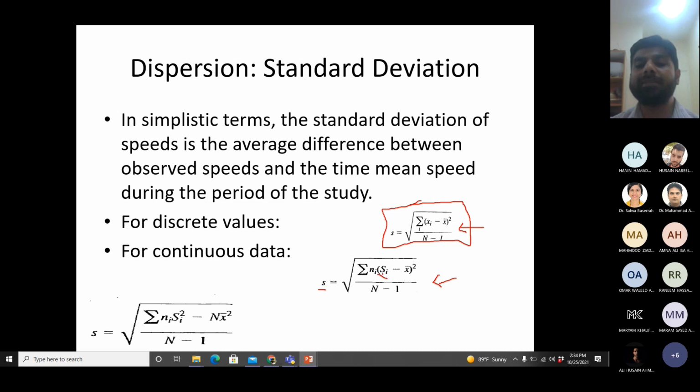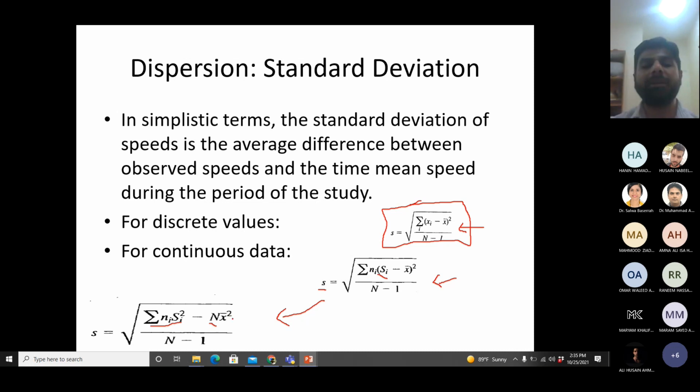Now, if you open the bracket and multiply n with both the entities in the bracket, you can simplify the equation into this form. So, summation of n into s square as it is, and then summation of n into x bar square. x bar square is a constant, so summation of n will give you capital N. Capital N is the total, the summation of all the small n values.